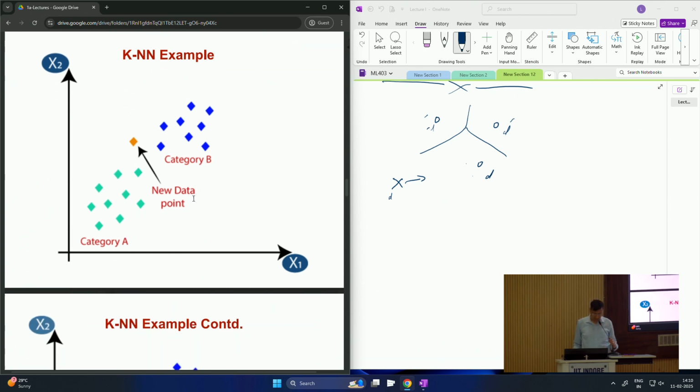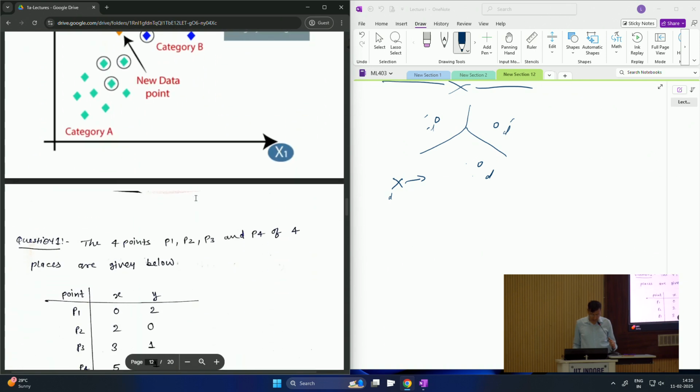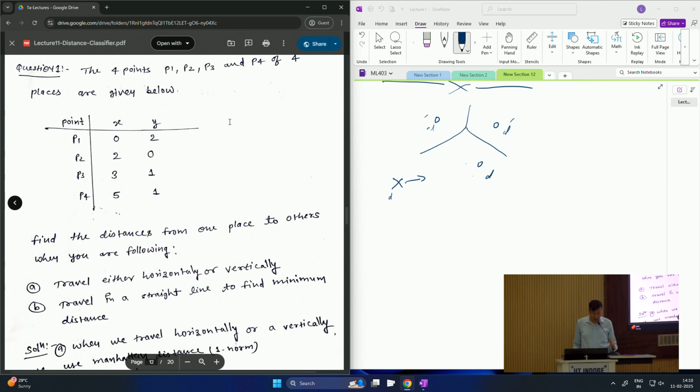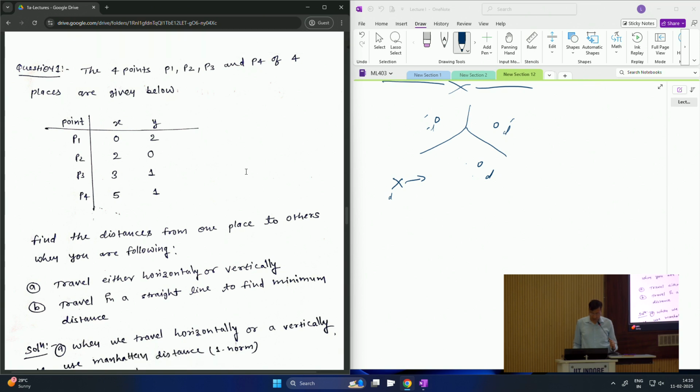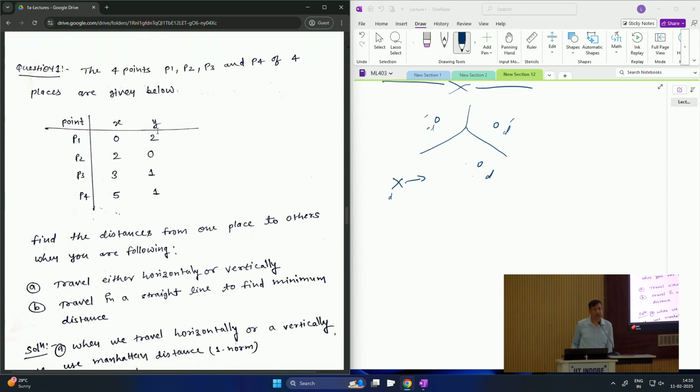All right, so this is k nearest neighbor. Now we'll do some problems. So k is a hyperparameter, and it's not clear which value will give you the best result. So that's usually not clear in the k nearest neighbor.